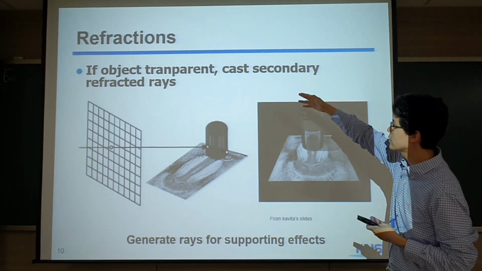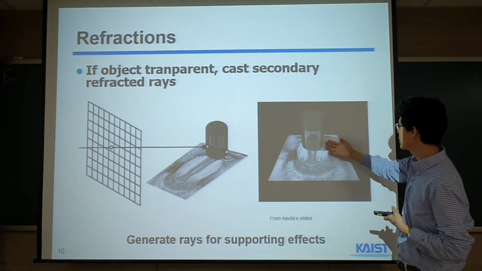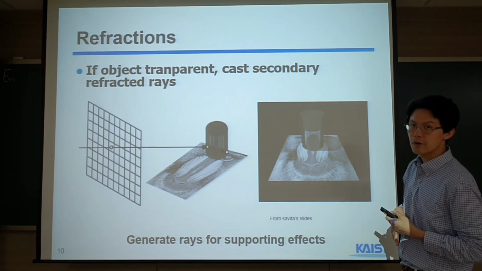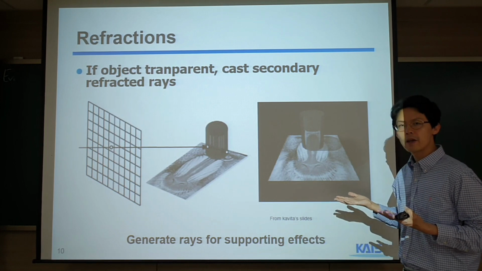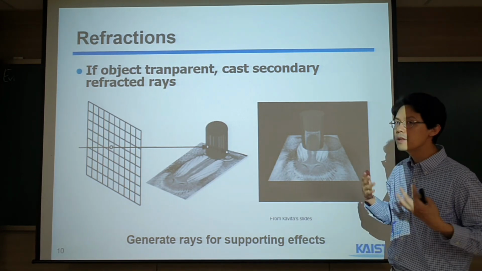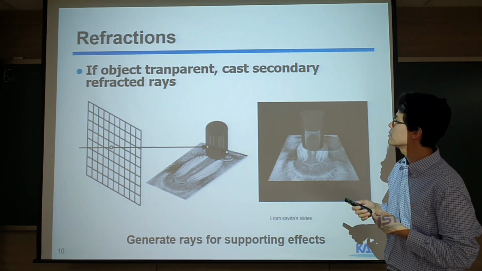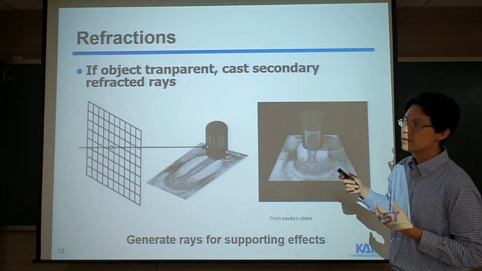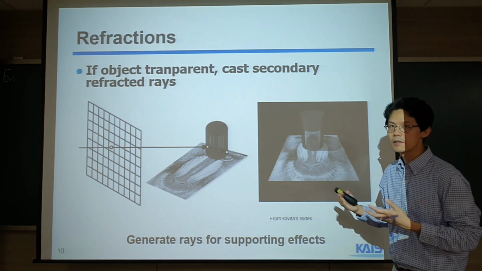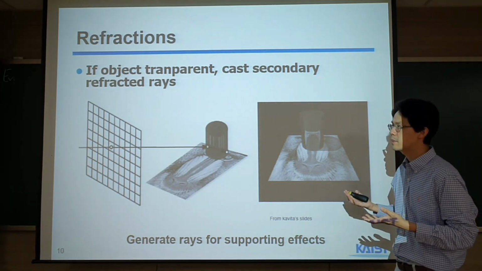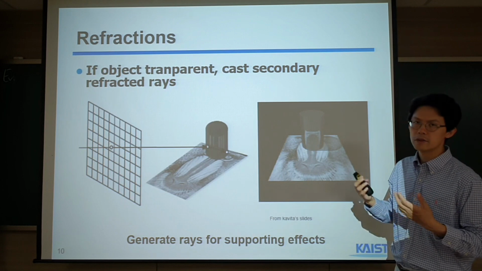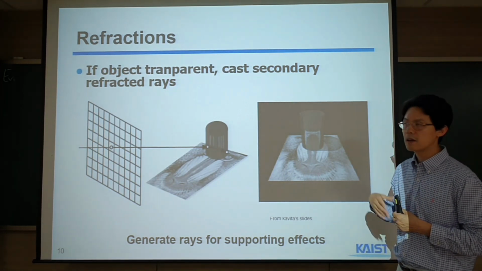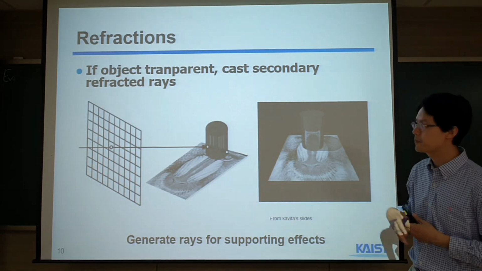If the objects are transparent, suppose that we treat this as actual glass, then we can cast the secondary refracted ray, right? But in the case of rasterization, I did not even talk about how we can support this refraction, how we can support this transparent object. It is very complicated, but there are tons of papers using some sort of texture map for supporting this refraction. But in the case of actual ray tracing, I can very easily explain this concept.